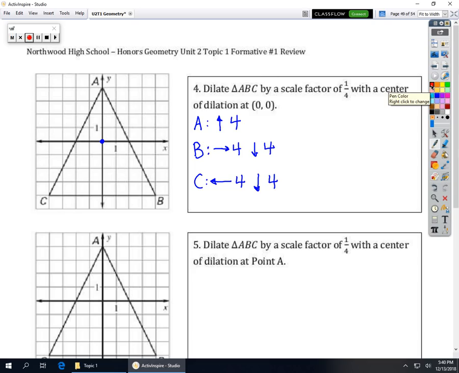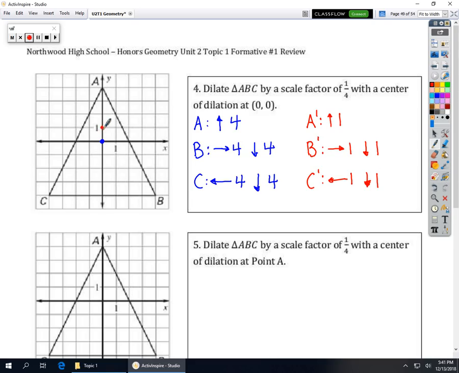Now, what I want to do is I want to dilate it by a scale factor of 1/4. That means I want to divide all of these by 4. So what would happen? Well, A prime would no longer be up 4, it would be up 1. B prime would no longer be right or down 4, they would in fact both be 1, because 4 divided by 4 is 1. And same with C, so left 1, down 1. You do not have to write these directions, you simply need to find the appropriate dilation.